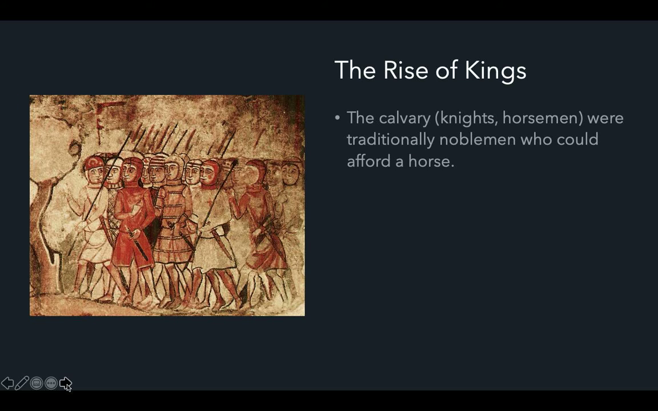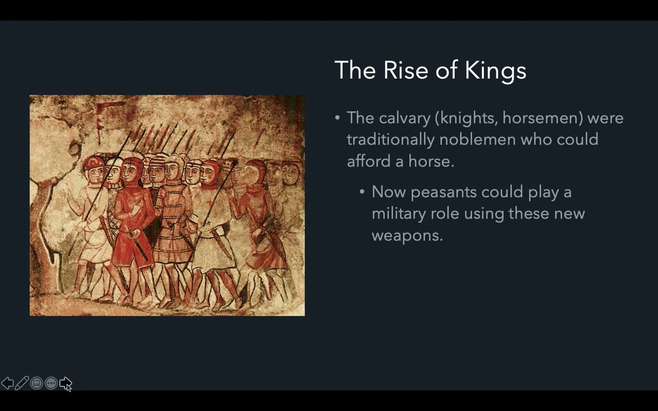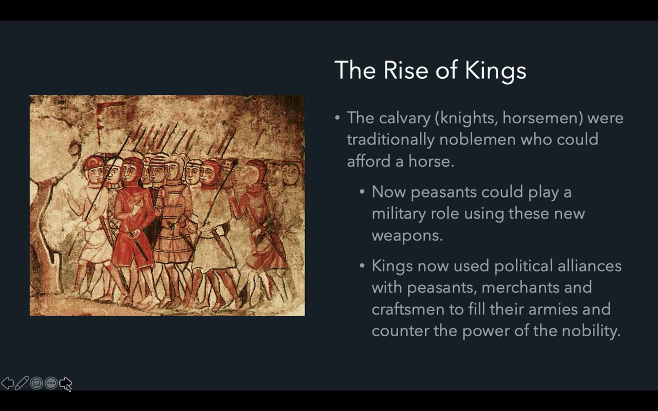So traditionally, only a nobleman could afford a horse. This was a class thing. The warriors were a class of noblemen. Now, peasants could play a military role with these new weapons and could become politically useful and important. So kings now used their political alliances with peasants, merchants, and craftsmen to fill their armies and counter the power of the nobility.